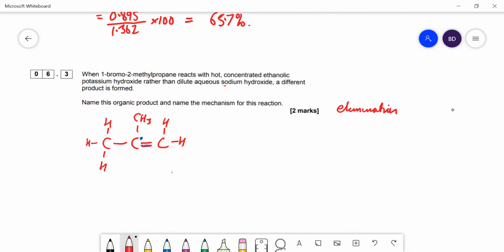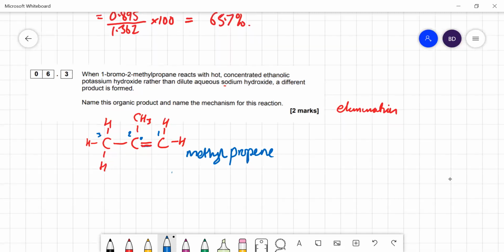Okay, name this organic product. Well, what is it? It is 1, 2, 3. So it's propene. But we have a methyl group on the second carbon. We don't really need to say 2-methyl because it can only be on number 2. And so we just call it methylpropene. I think they'd let you get away with calling that 2-methylpropene, but you don't really need the 2.